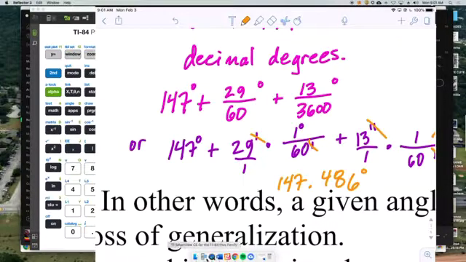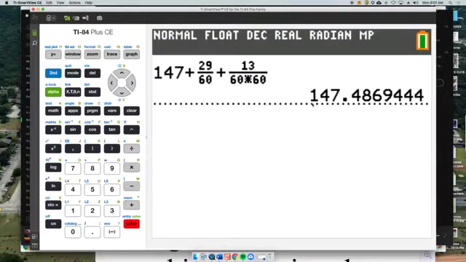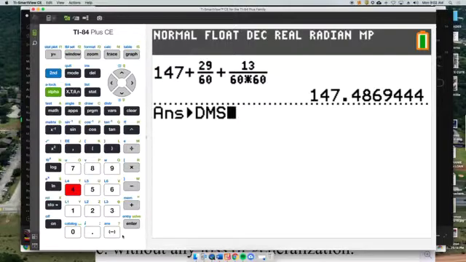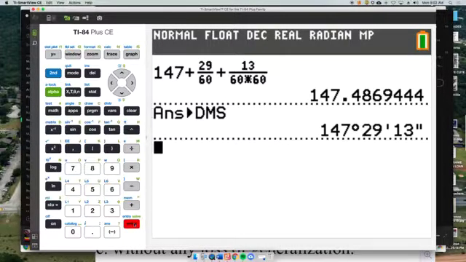Now, because you have your calculator, it's a real quick check to see if that does give us 147.2913. If this is our answer, just say second negative. That recalls the answer. And then go to your angles, right? Second angle. And then let's convert it, number 4, back to DMS. And if it's correct, we should get what we started with. Did we? Yeah, we sure did.